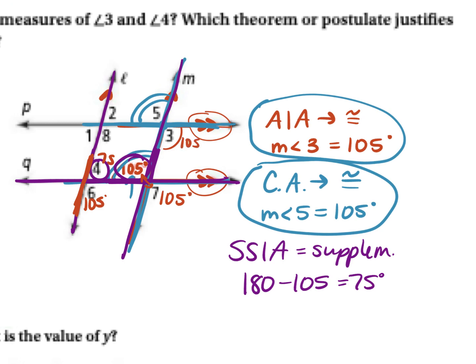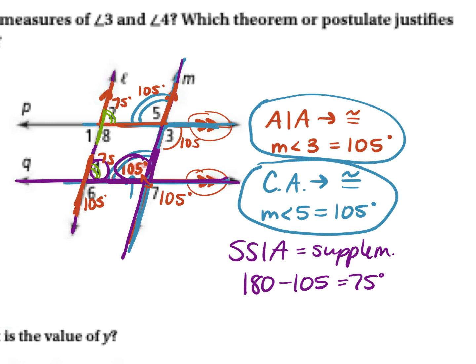We already said this was 105. You could call 5 and 2 same side interiors, so they're supplementary, which is going to make this 75. Or you could have said angle 2 and angle 4 are corresponding, making them both 75.